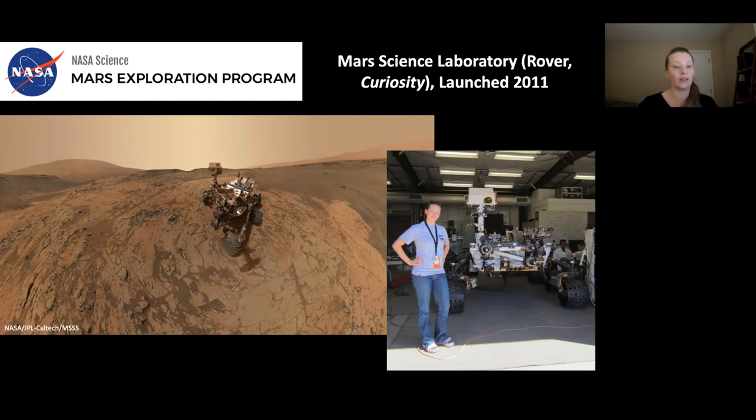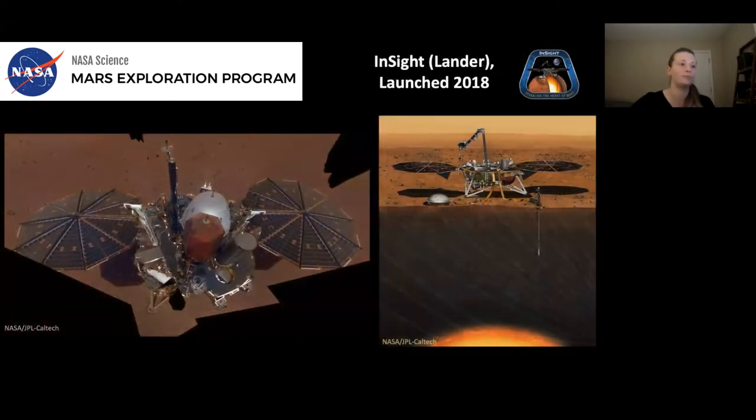And rather than having solar panels for spacecraft power, we have a nuclear battery. So we can lose communication in a dust storm, but we don't have to worry about losing power due to the sun being blocked. So a newer, really neat mission to Mars is the InSight lander.